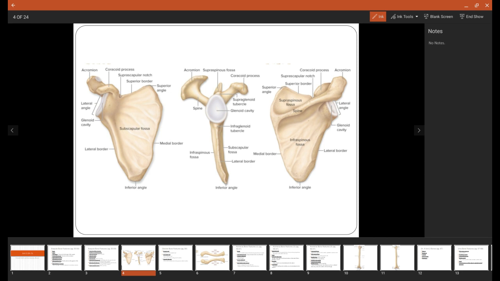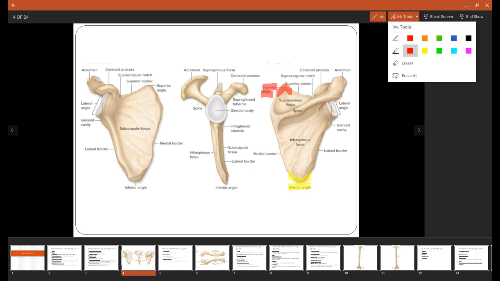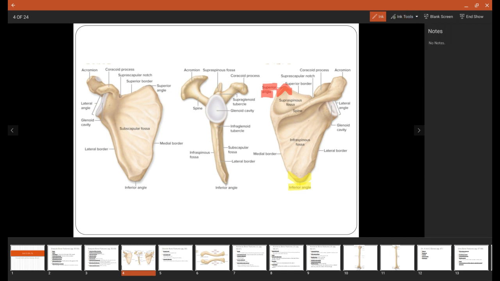Now working on the angles themselves, we'll also highlight these. The inferior angle is going to be this bottommost point right here. The superior angle will be the one on top in between the two borders. And then the lateral angle, we can't see the top of the actual glenoid cavity, but it's going to include that part right there. And then also just this entire section. And so that's the lateral angle. So there's our three angles.